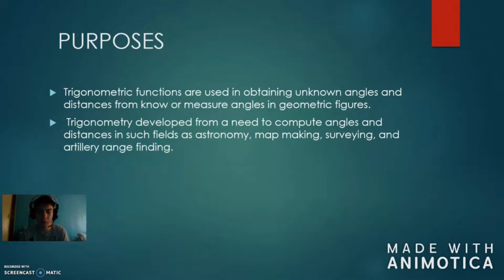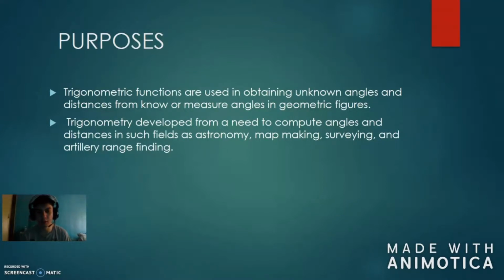Astronomy uses trigonometry to find the distance of a star. You cannot just point lasers or any gadget to find the distance of a star. Stars are very far away. It would even take months, using the speed of light, to get to that specific distance. So they use trigonometry, and also in mapmaking and surveying.